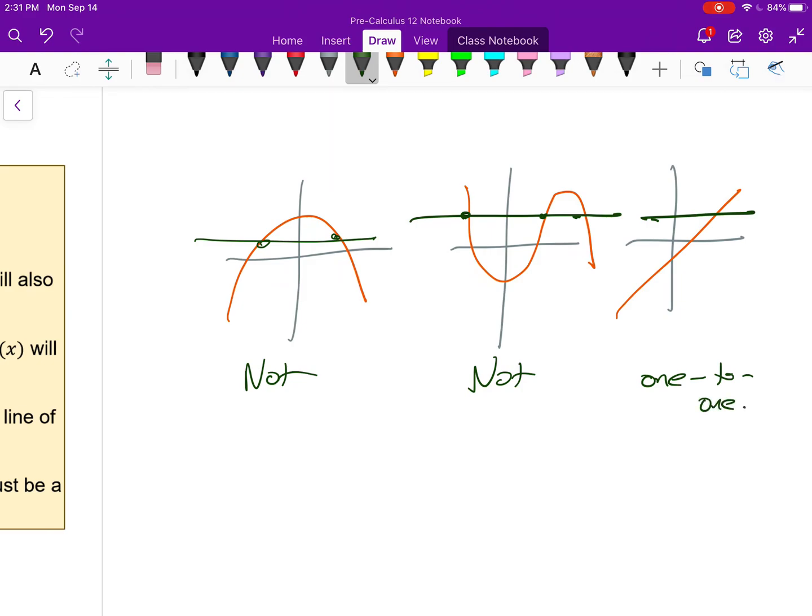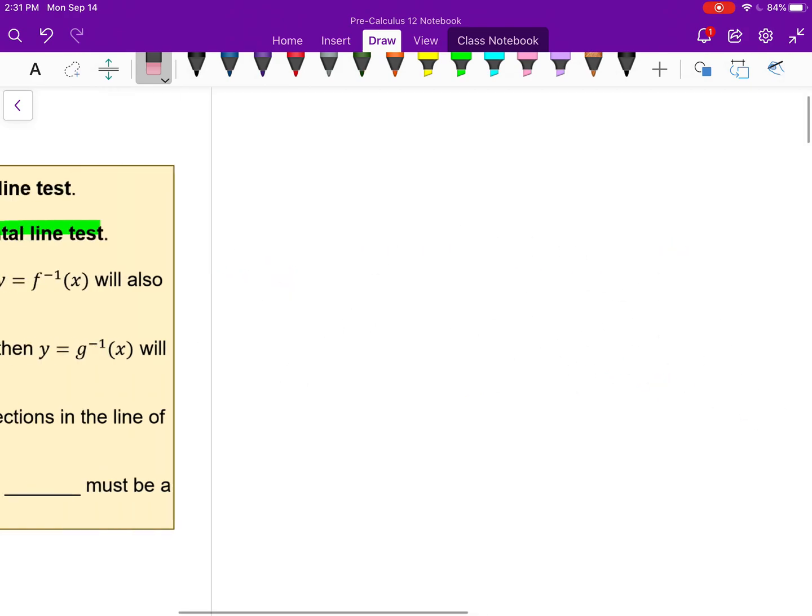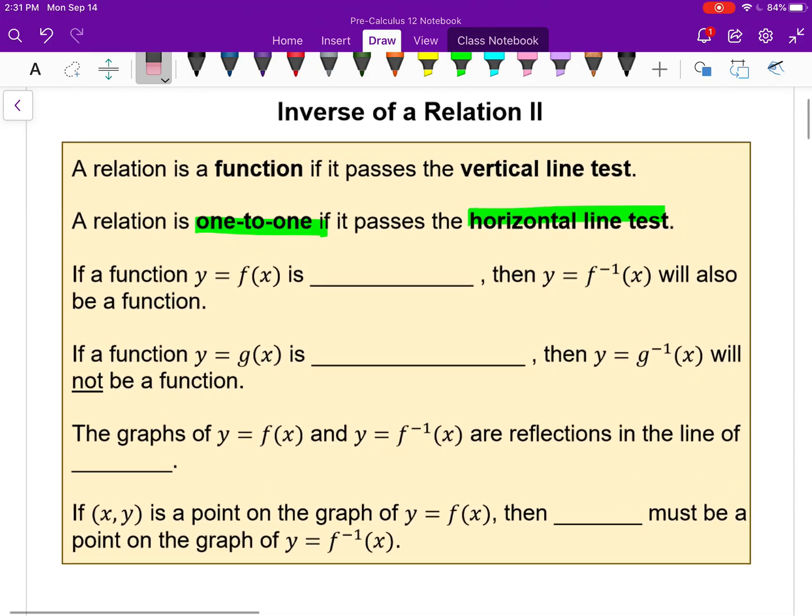But why does that matter? Well, in itself, it doesn't really matter if a function is one-to-one so much. It matters in terms of its inverses. So, determining if something is one-to-one is pretty easy to do, actually, with a tiny bit of practice. But it's easy to forget as well. So why does it matter? Well, this is why it matters. If a function is one-to-one, then its inverse will also be a function.